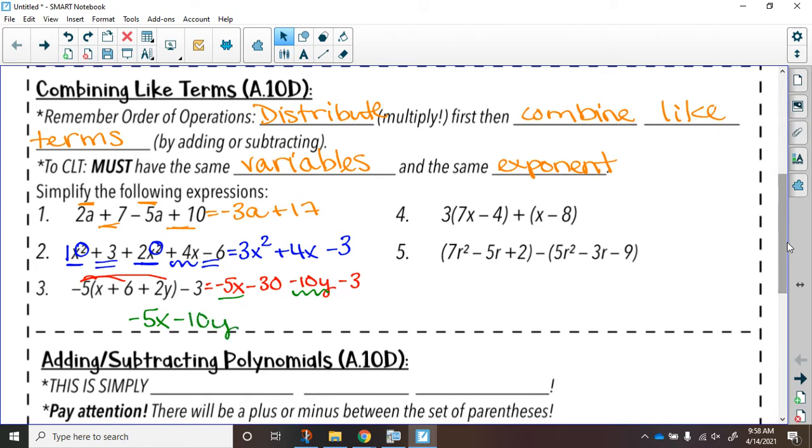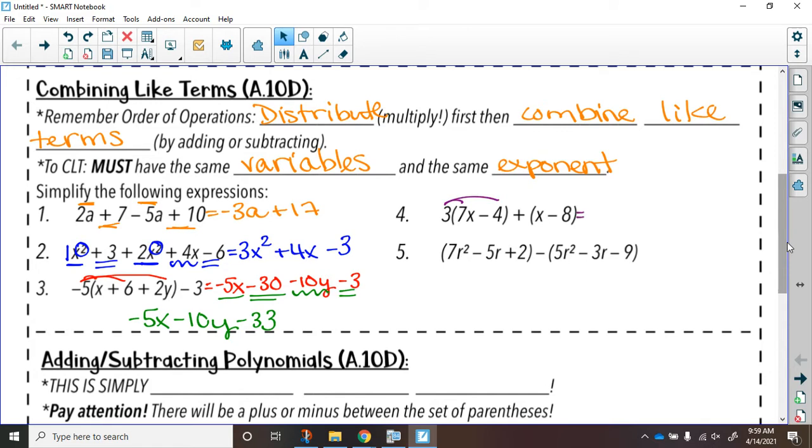And then I combine my numbers, so negative 30 minus 3 gives us negative 33. And that would be our final answer. We would do the same thing for number 4. We got to distribute first.